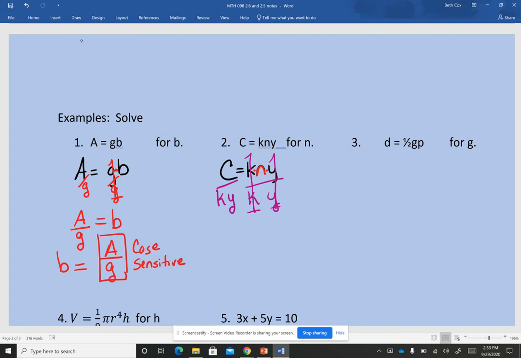And so I get n is equal to capital C over k times y. And again, it doesn't matter which side, that's what you're going to type in, and it is case sensitive.